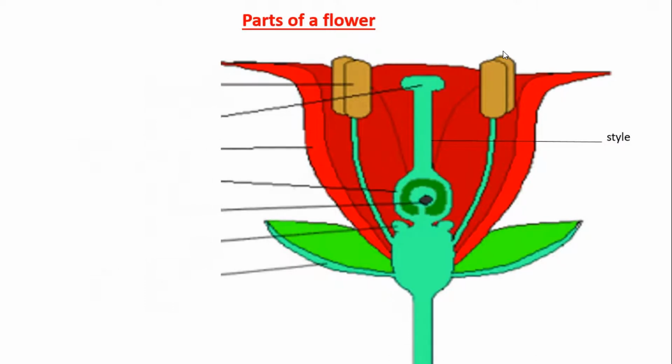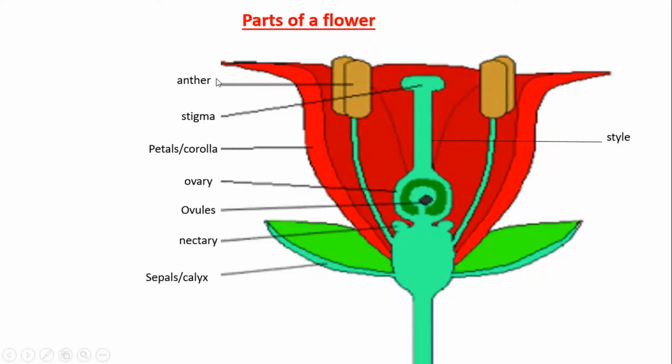Parts of a flower. What's the name of the first part? Anther. Then we have the stigma. We also have the petals or corolla. We also have the ovary. Yes. We also have the nectary. This one produces nectar. Then we have the sepals or the calyx. And finally, here we have the style.